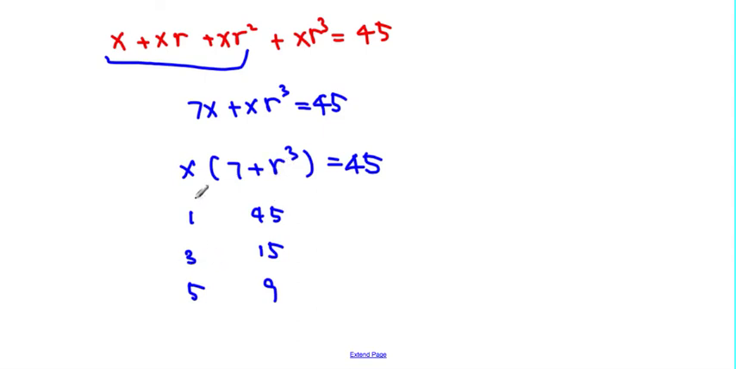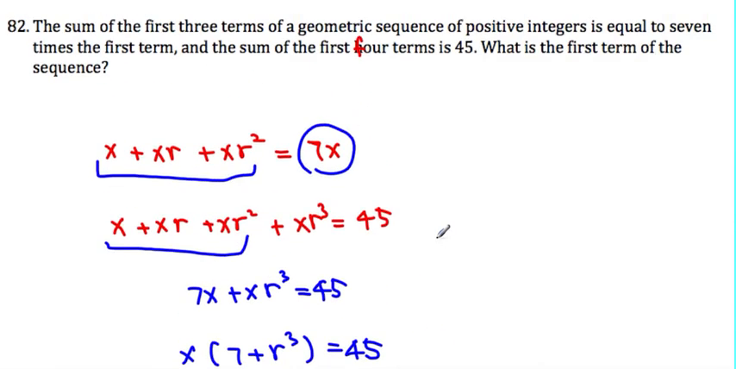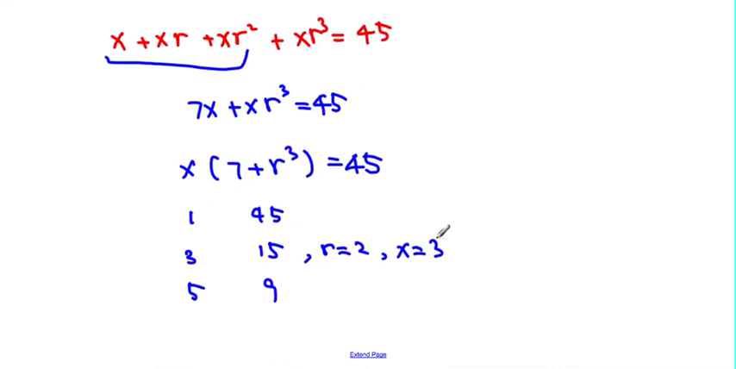How about the second case? If x equals 3 and 7 plus r cubed is equal to 15, that means r cubed must be equal to 8. Oh, wait a minute, that works out if r is equal to 2 while x equals 3. Alright. Then what is the first term in the sequence? The first term was x, which is equal to 3. That becomes our final answer.